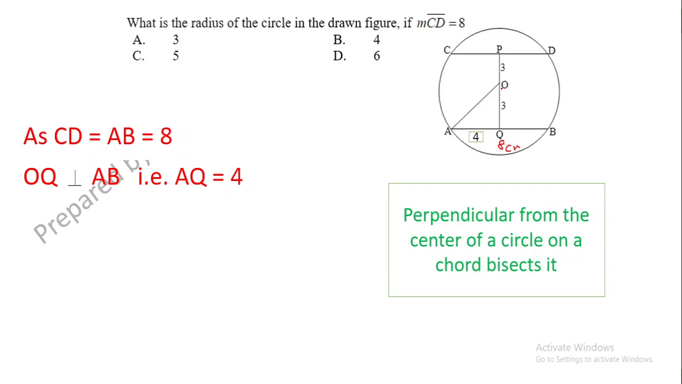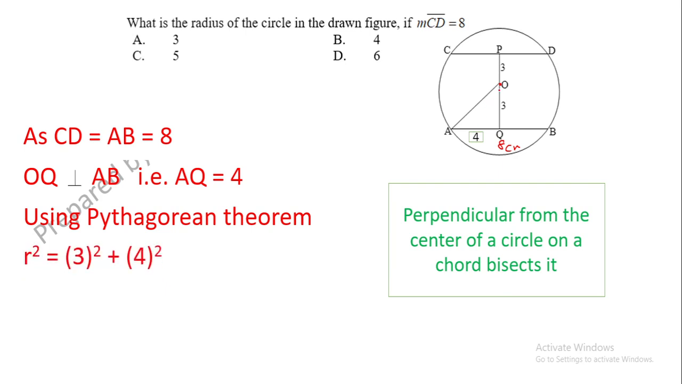So the perpendicular from the center O on a chord bisects it, meaning it divides it into two equal parts. Now here, using the Pythagorean theorem, we know the value of this one, so we can easily find out the distance from the center to any point on the circumference, that is our radius. He says find out the radius, right? We know the definition of the radius: from the center to any point on the circumference, this line segment is known as the radius.